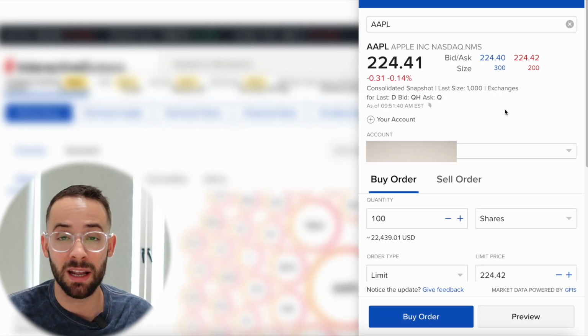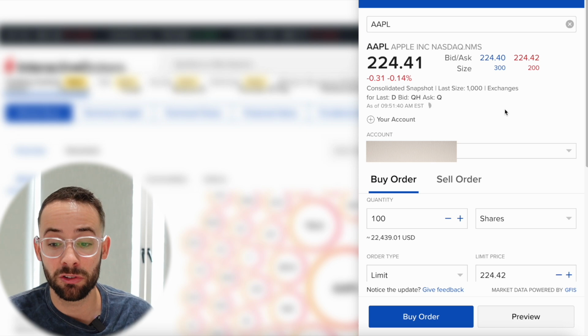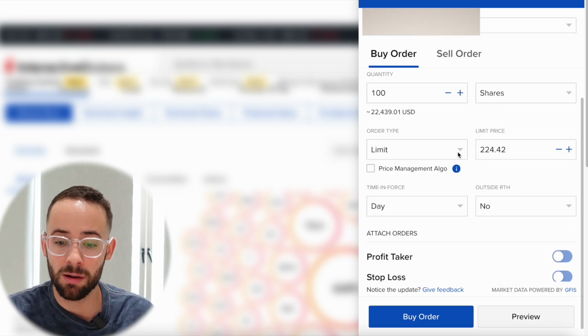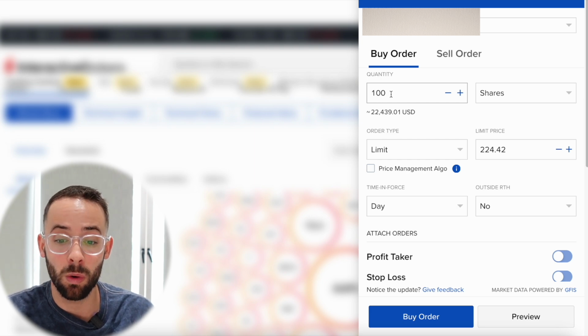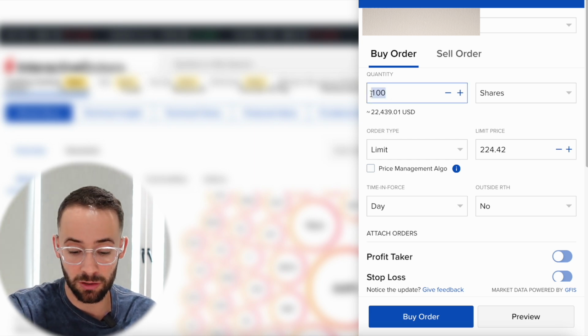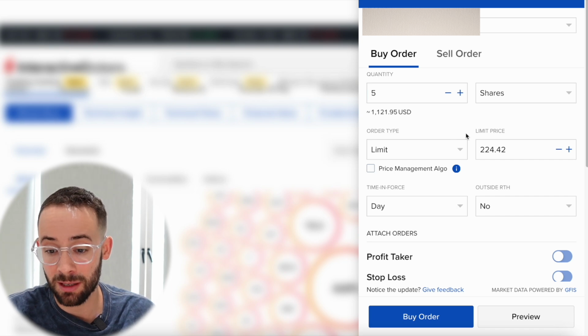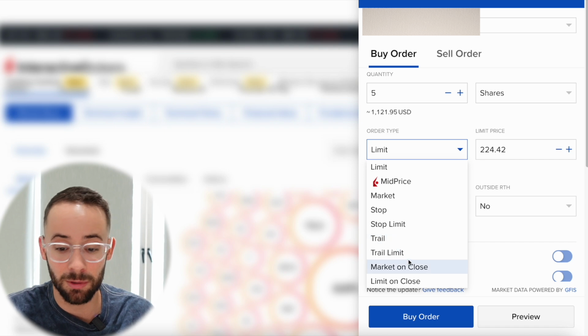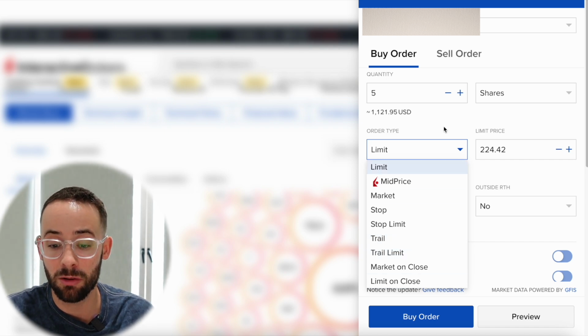It will show you the current bid and ask price for the stock in real time, which is the price that sellers are willing to sell at and buyers are willing to buy at. It automatically defaults to chunks of 100 shares, but you can customize that and you can put in as many as you like. There's limit orders, market orders, stop limit, trailing limit, and so there's tons of different optionality for how you can place the order.